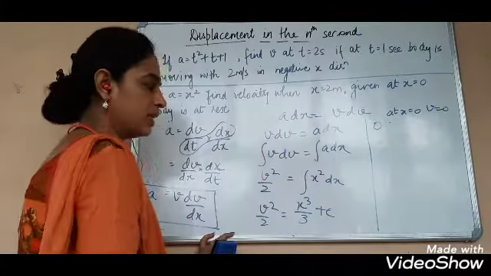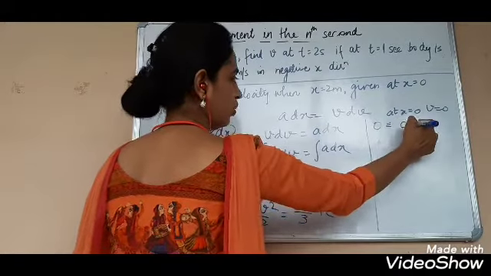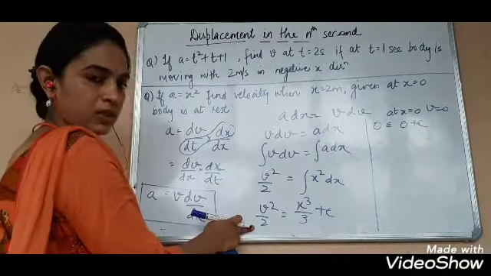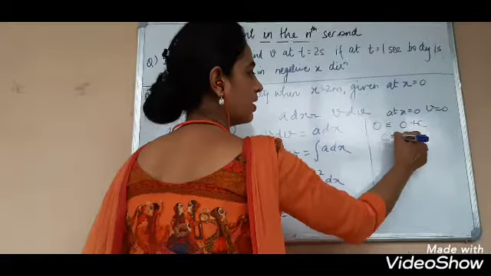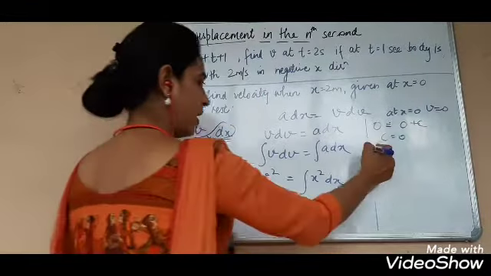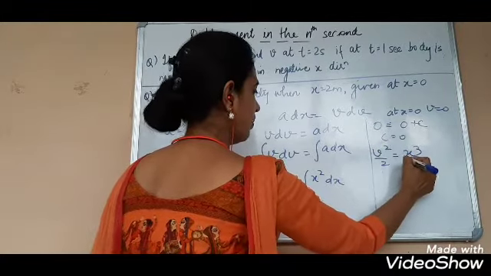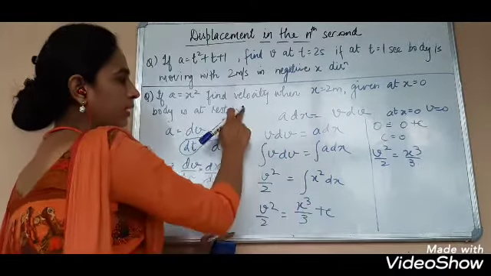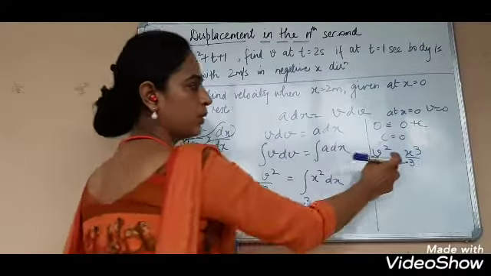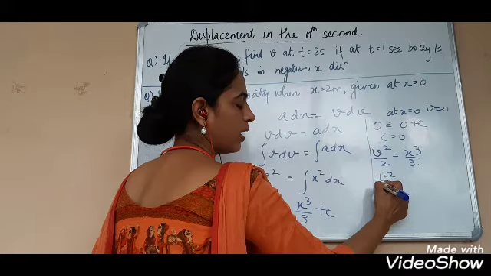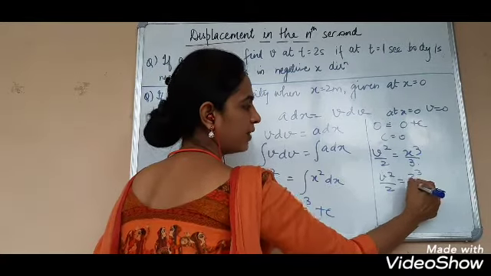So here, at x equal to 0, the body is at rest, velocity is 0. So 0 is equal to 0 plus c, right? v is 0, x is equal to 0, plus c. So c becomes 0. So you have v square by 2 is equal to x cube by 3. Now you have to find velocity at x equal to 2. So substitute x equal to 2, v square by 2 is equal to 2 cube by 3.